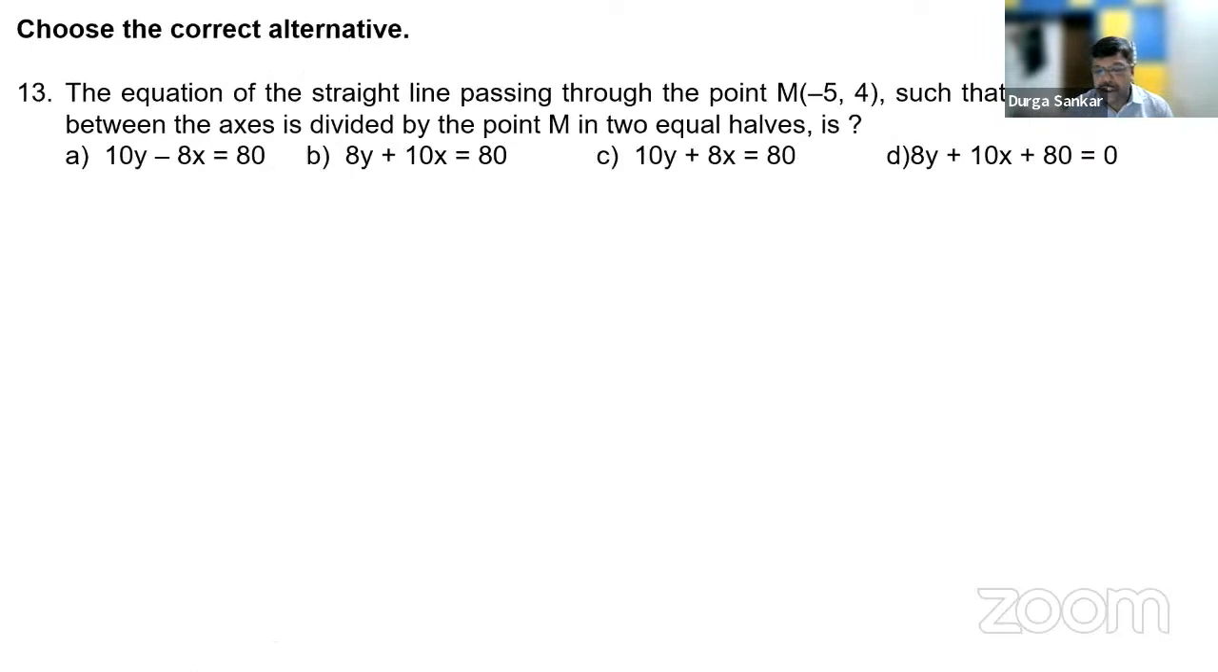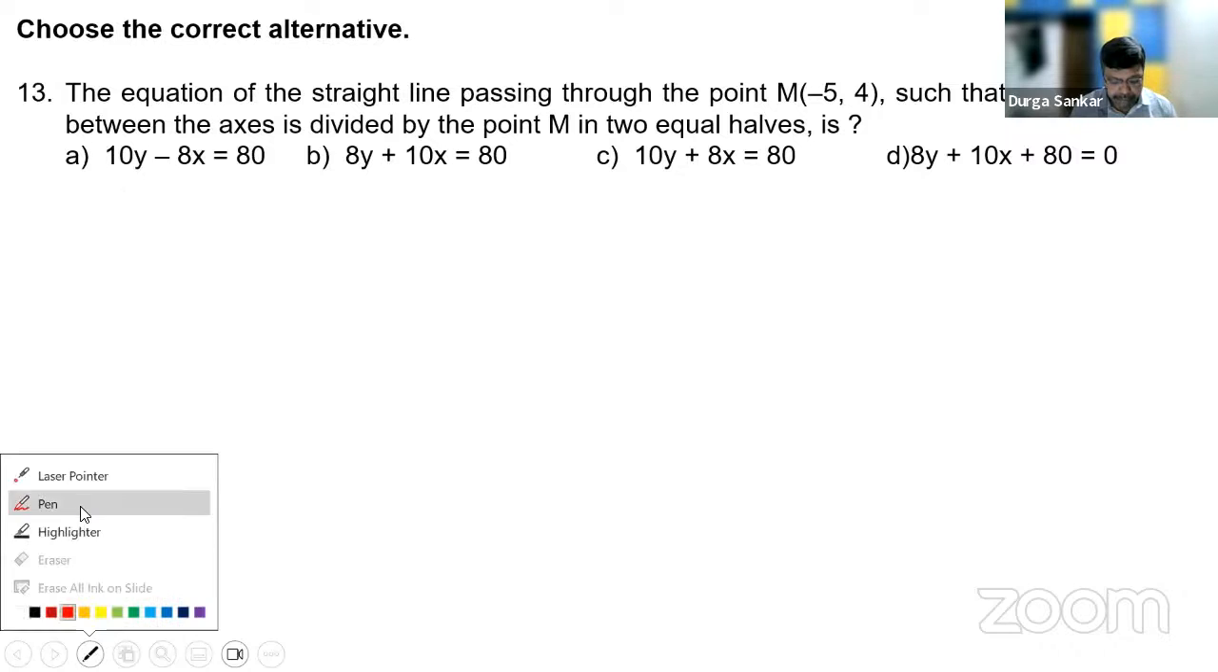The equation of a straight line passing through the point M -5, 4 such that the portion of it between the axis is divided by the point M in 2 equal halves is. So in simple terms, I need to find the equation of a line passing through -5, 4. So why don't I substitute the point in the answer options and verify? So if I substitute -5, 4 in the first option, then I get 10 into.